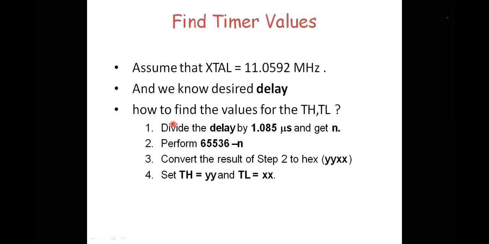Suppose, given the delay, you have to calculate the values of TH and TL. So how are you calculating? You have to divide the delay by 1.085 microseconds to get the n value, and perform 65,536 minus n. Convert whatever value you got in step 2 into hexadecimal. So you are getting YY and XX. YY is the TH value and XX is nothing but the TL value.